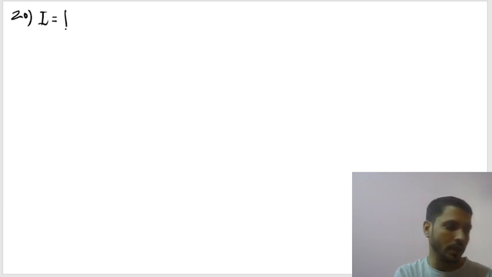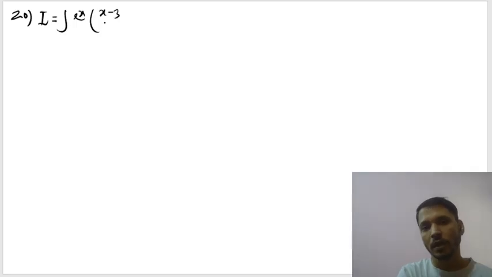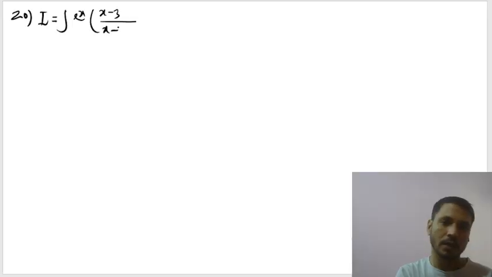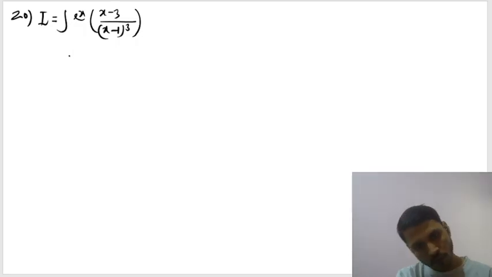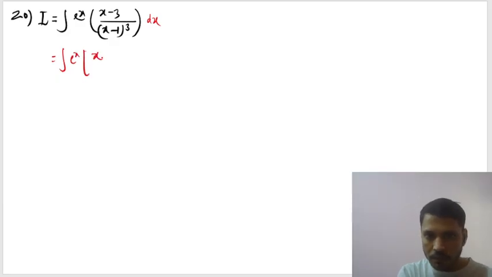Now we'll move to question number 20. Let I be equal to the integration of e to the power x times (x minus 3) divided by (x minus 1) whole cube, dx. Here we can add and subtract some term to simplify the numerator. So e to the power x, and inside the bracket it is x minus 3.